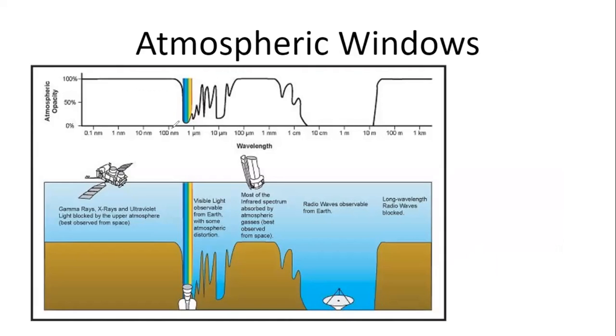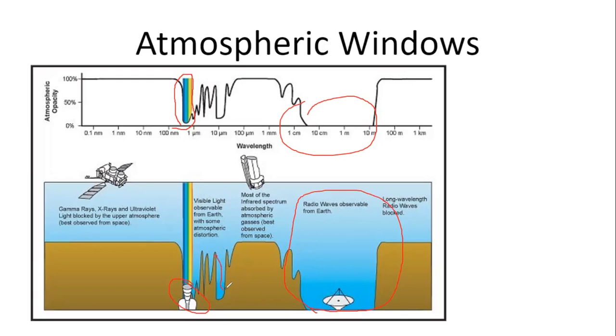So if we were to take a look at that, we can see that the visible window is right here. That's why we see in color. So that's visible light. It penetrates all the way to the ground. Here you can see there's a window too. That is where radio waves are. So we can detect visible light and radio waves from Earth's surface.